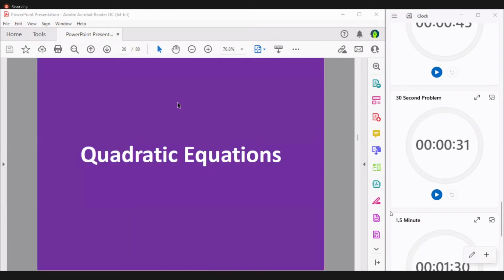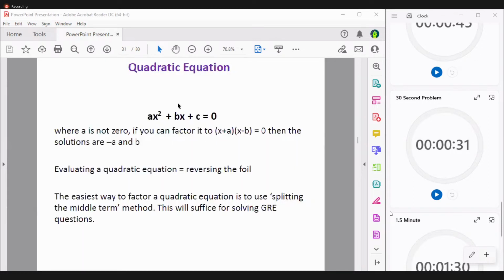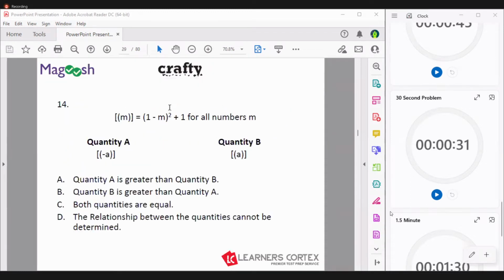Okay, so starting with quadratic equations. Sir, could you please explain the 14th question once again? 14th question, okay. This is a question of functions. This will become more clear when we study functions and notations. What is happening is that when you plug m into the square bracket, the value becomes this.